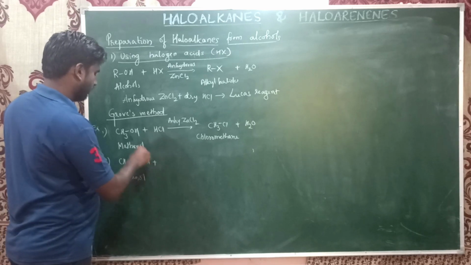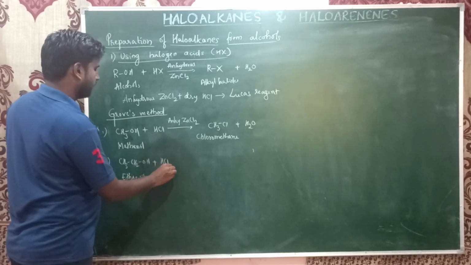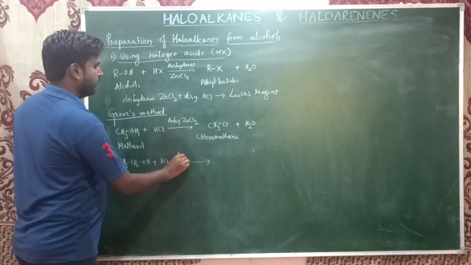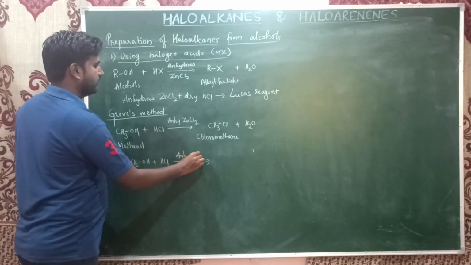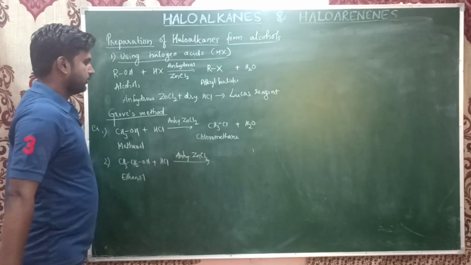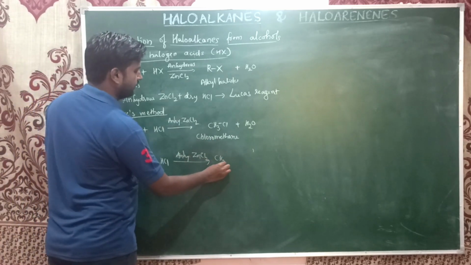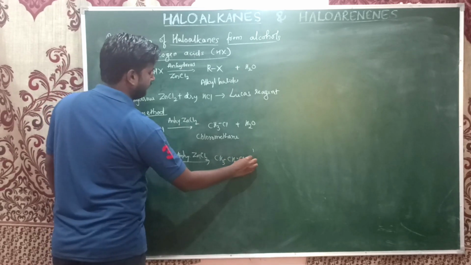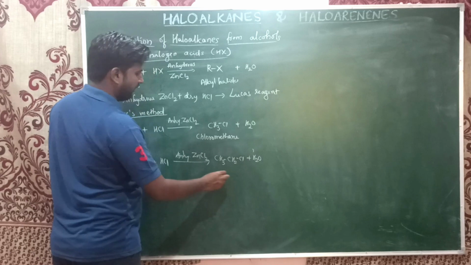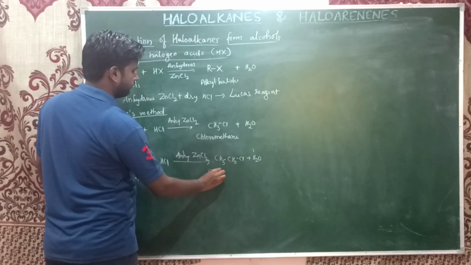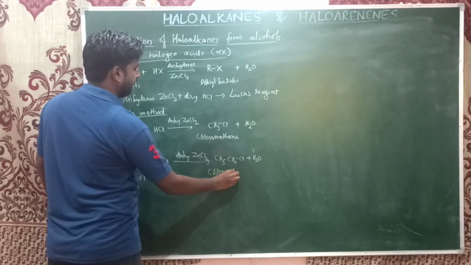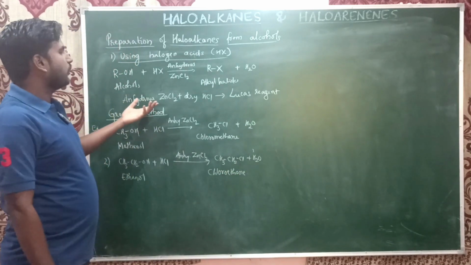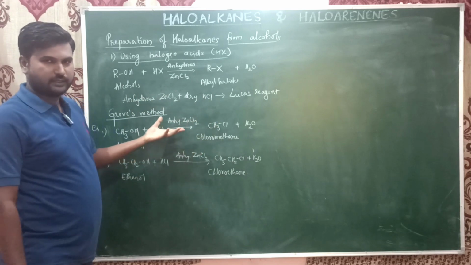Ethanol, when it is treated with HCl in the presence of anhydrous zinc chloride, gives CH3CH2Cl, chloroethane, or the common name ethyl chloride. Okay, this is very important because this Lucas reagent comes again in the next chapter, that is alcohols.